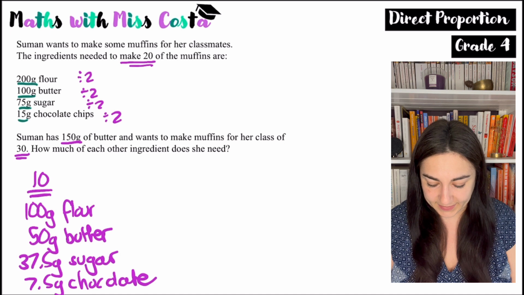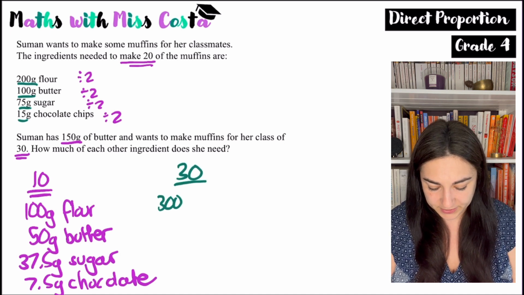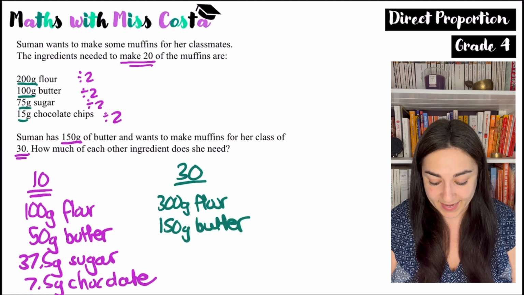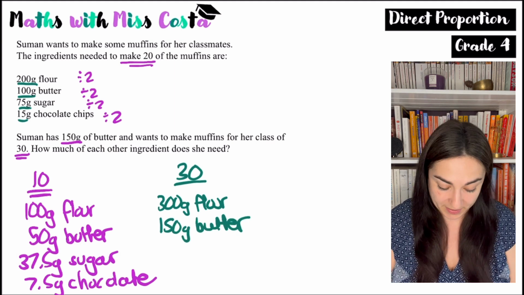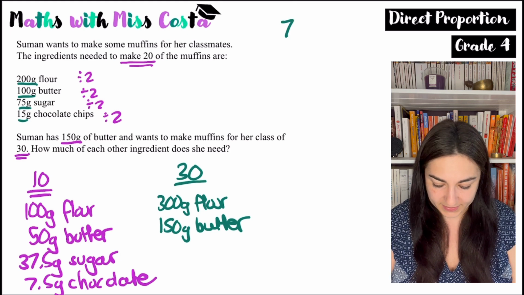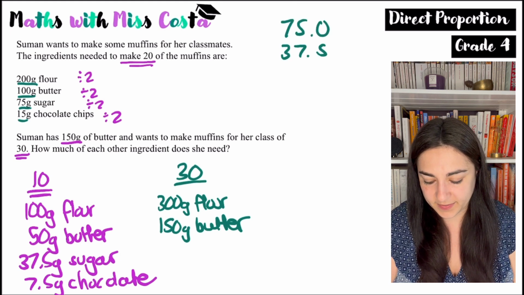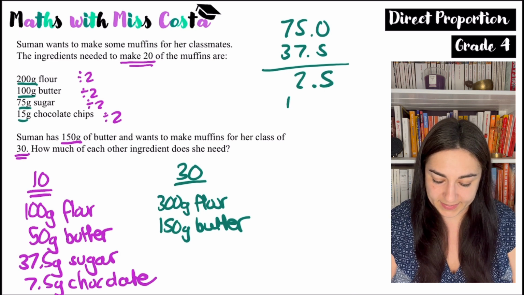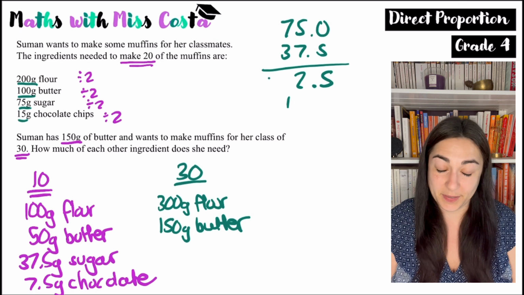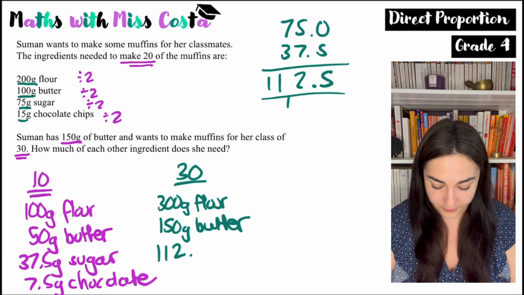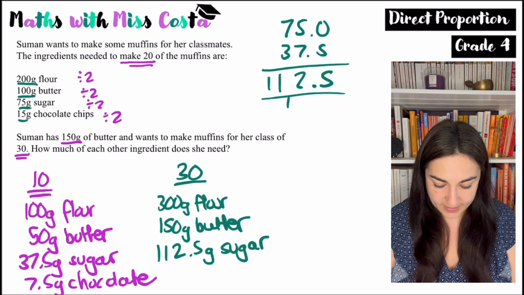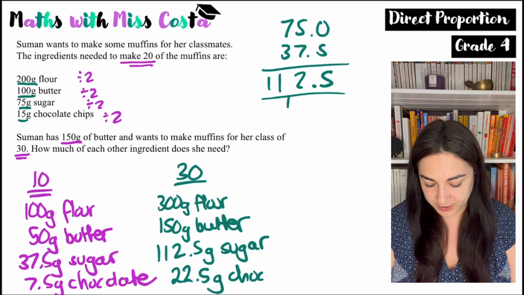Actually, I'm going to write that closer because that's not the end of the question. So for 30 muffins, she needs 300 grams of flour, 150 grams of butter, because I've added 150. I'm just adding. I could times by 3 as well. 75 plus 37.5. So let's just do this. 0 plus 5 is 5. 5 plus 7 is 12. 7 plus 3 is 10. Plus 1 is 11. So that would be 112.5 grams of sugar. And then 22.5 grams of chocolate chips.